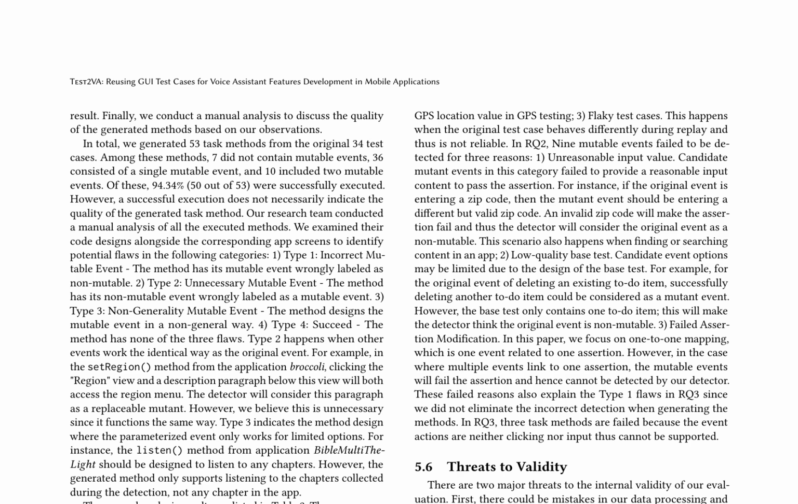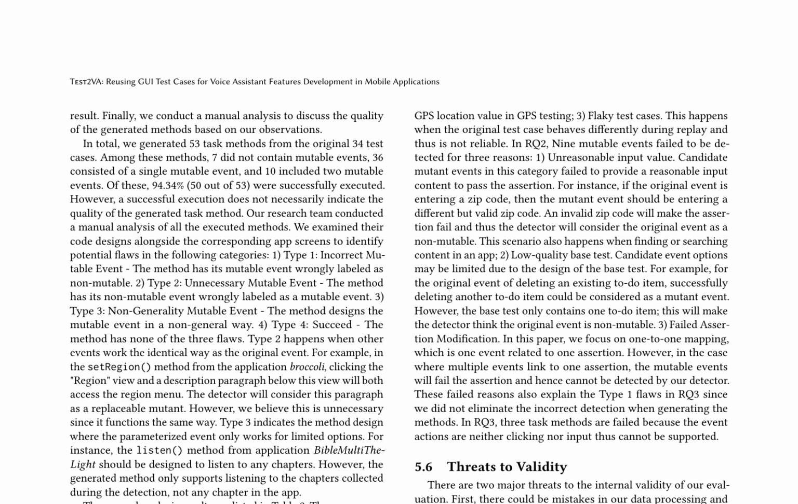The research paper introduces Test2VA, a tool designed to automate the conversion of GUI test cases into voice assistant features for mobile applications. This section focuses on evaluating Test2VA's performance in generating task methods from 34 test cases across 8 different mobile applications. The success rate of Test2VA in generating task methods was 94.34%, with 50 out of 53 methods successfully executed. However, upon manual analysis, it was found that not all successful executions were of high quality.